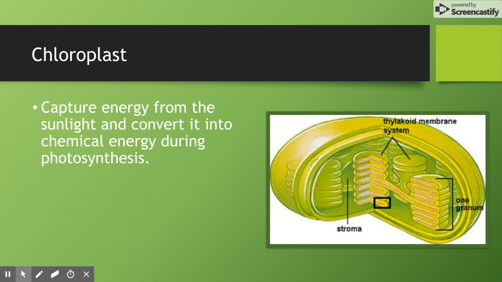The chloroplast is only going to be found in plant cells, and a few small unicellular organisms will have chloroplasts too, but animal cells do not have chloroplasts. Chloroplasts capture energy from the sunlight and convert it into chemical energy that the cell can use during photosynthesis. So anything that does photosynthesis is going to have chloroplasts. So this would be a way to make energy without having to have food coming in, just coming from the sun.